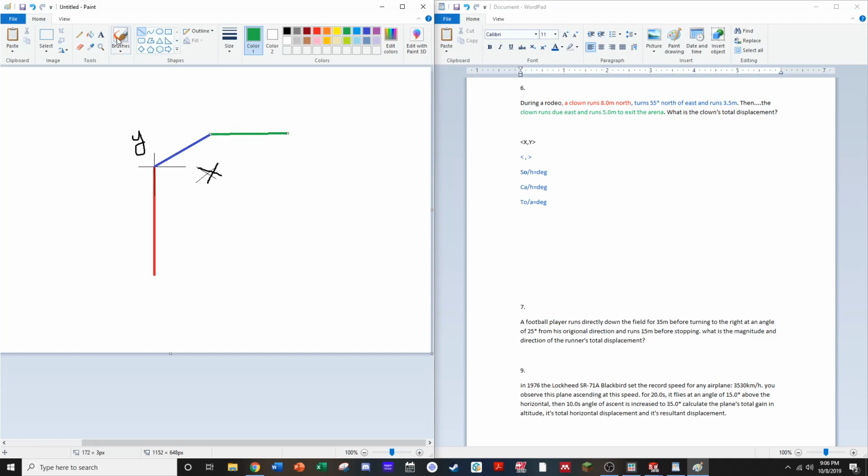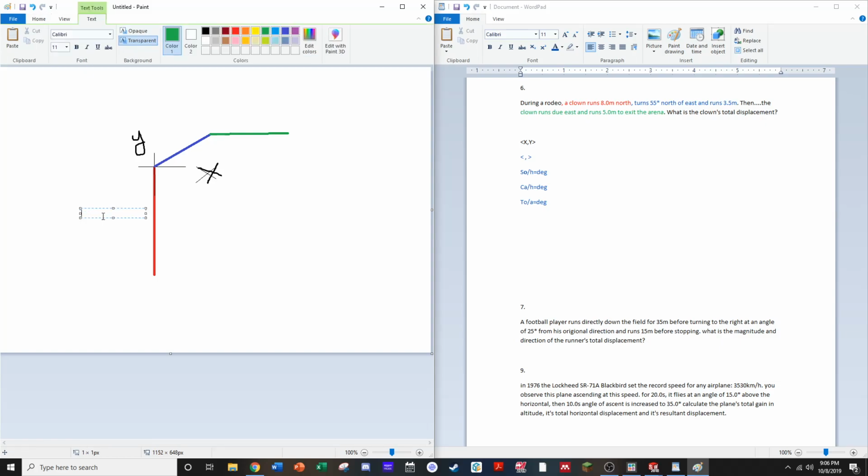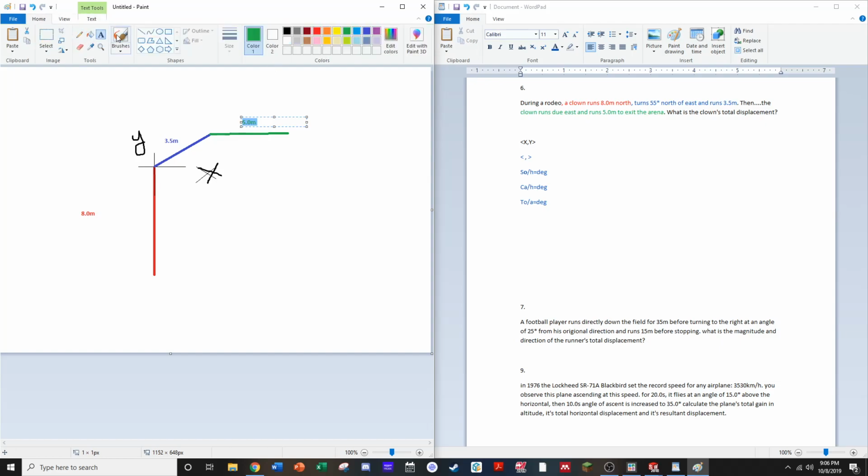So there we go. Now, pardon my handwriting because I'm using a mouse to do this. I will label it. Right here, this is 8.0 meters. This needs to be red. And right here is 3.5 meters, and this is blue. And this one right here is 5.0 meters, and we'll make that one green. Okay, now we're going to go back.